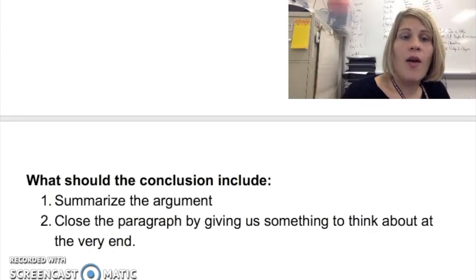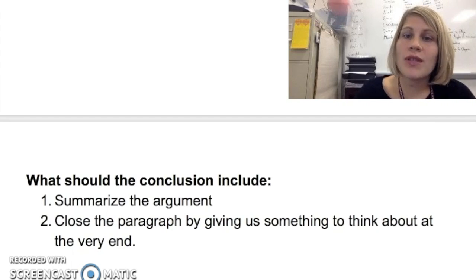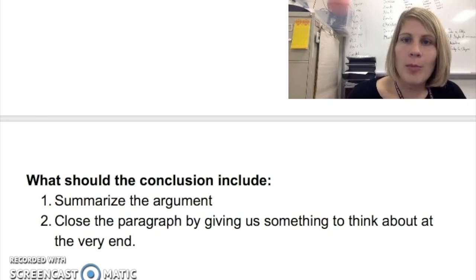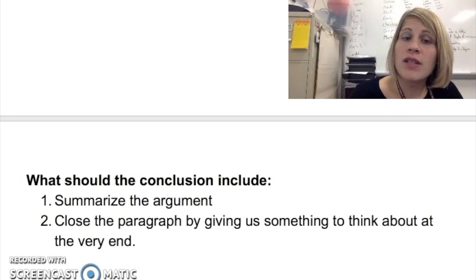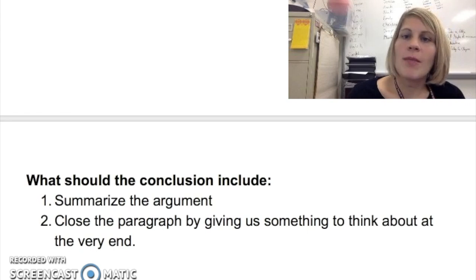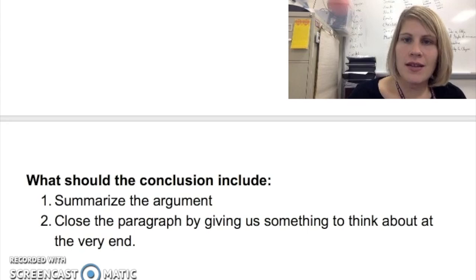Now look at what a conclusion should include. A conclusion is going to summarize the argument. You're just going to briefly restate what your argument was and the brief evidence that you already have given. And then you're going to close the paragraph by giving us something to think about at the very end. This should be something new that you haven't said before, and you leave your audience to think on. Let's look at it in the example.